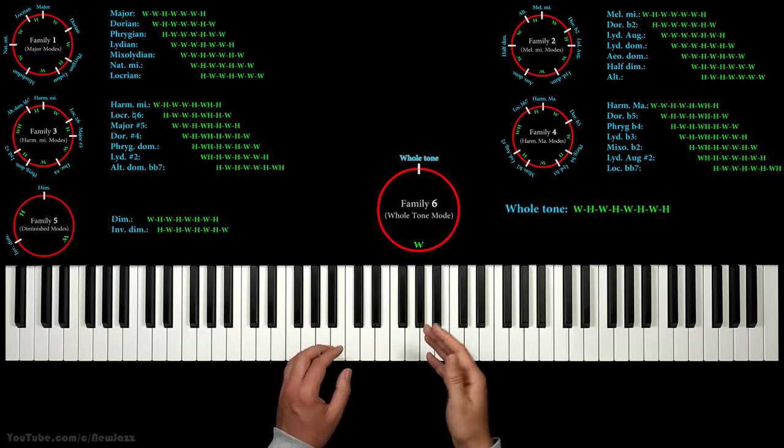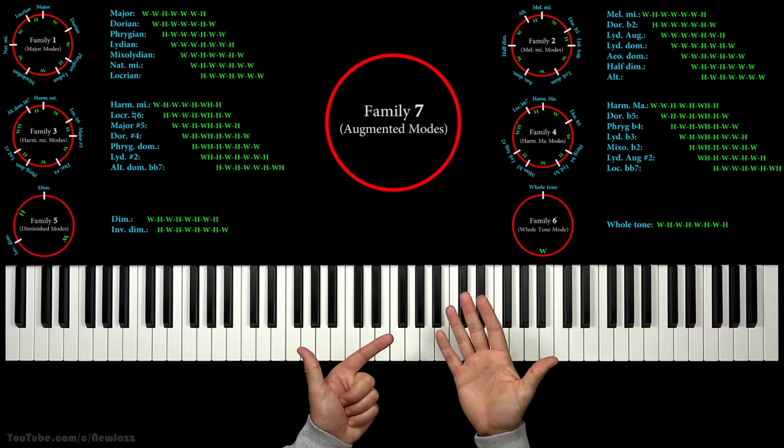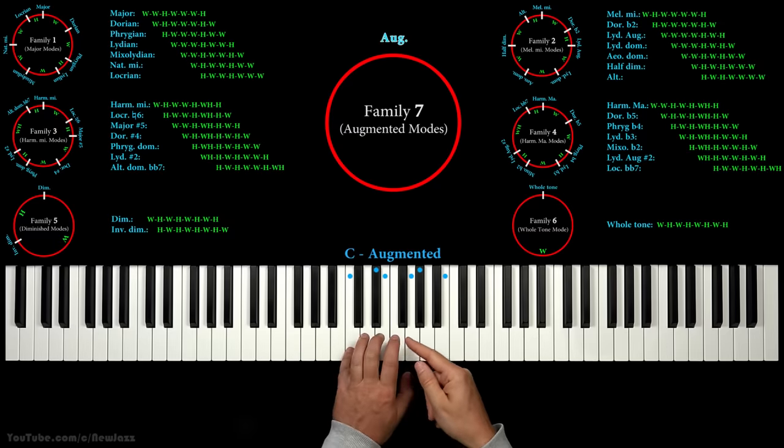And finally, we got family 7. This is the augmented scale.